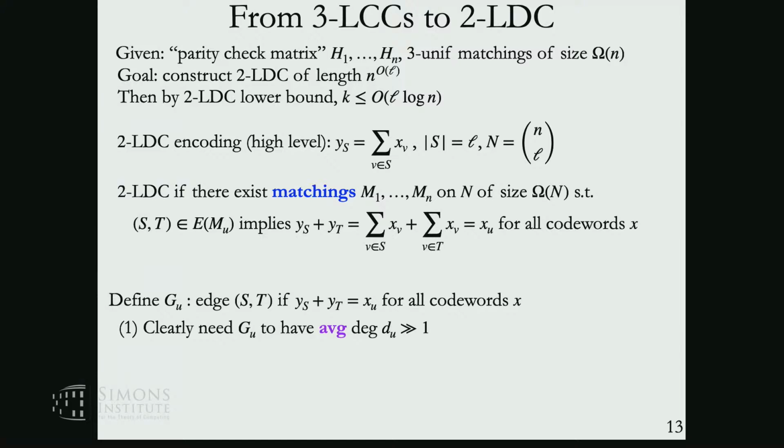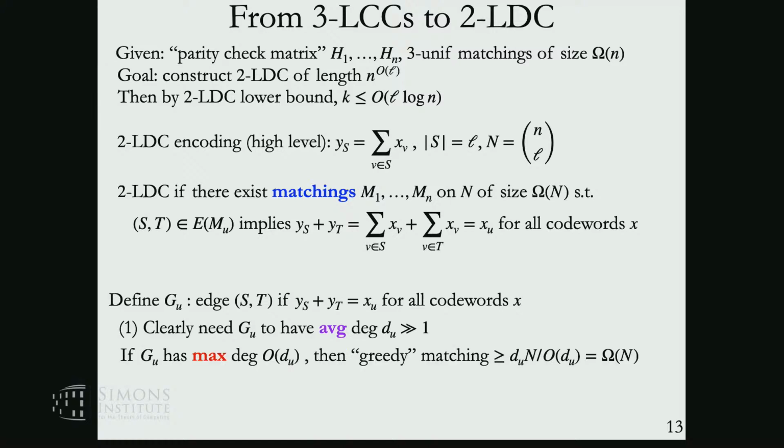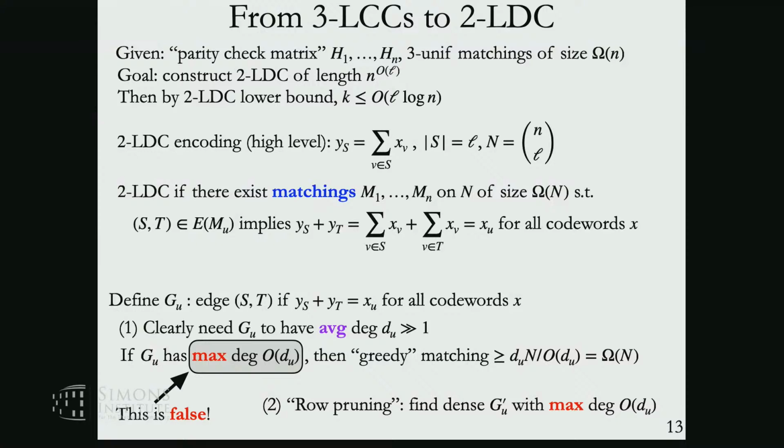Okay, well, let's suppose I could make this step work. Then what should I do? Well, if the graph has bounded maximum degree, then just this greedy procedure of finding a matching will actually produce a matching of size omega n. And the real issue is this graph will not have bounded max degree. This will be false, and it's inherent to this whole direct sum encoding that this will indeed be false. But the key technical part of the proof is that we can do this row pruning step. We can find a dense subgraph in G sub u, which has roughly the same average degree, but now does have bounded max degree.